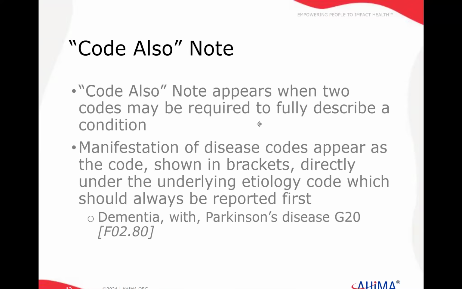Right, and in that particular order. So dementia with Parkinson's disease, we would have the Parkinson's code G20 and then the F02.80.